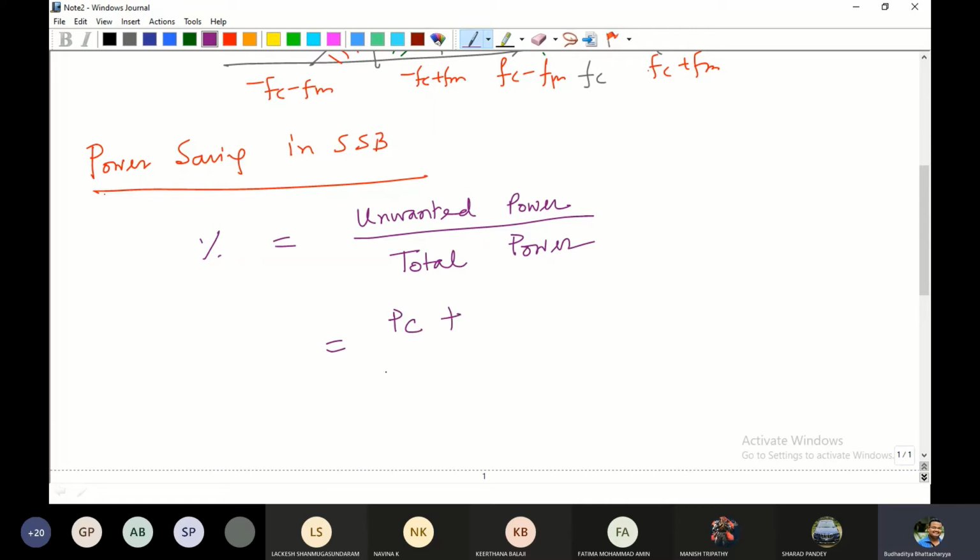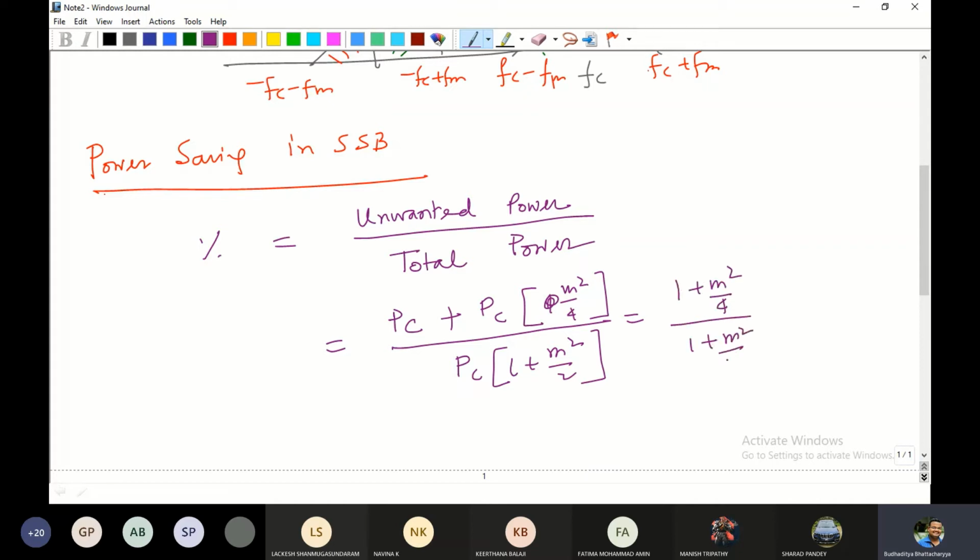One is the carrier power, PC. That is also there, and this is the sideband power, m square by 4. And if you go back, you will find that the total power was given by the equation PC times 1 plus m square by 2. So after you substitute everything and take PC common, what you obtain is 1 plus m square by 4 divided by 1 plus m square by 2. And finally we obtain, please make a note of this, half of 4 plus m square divided by 2 plus m square.